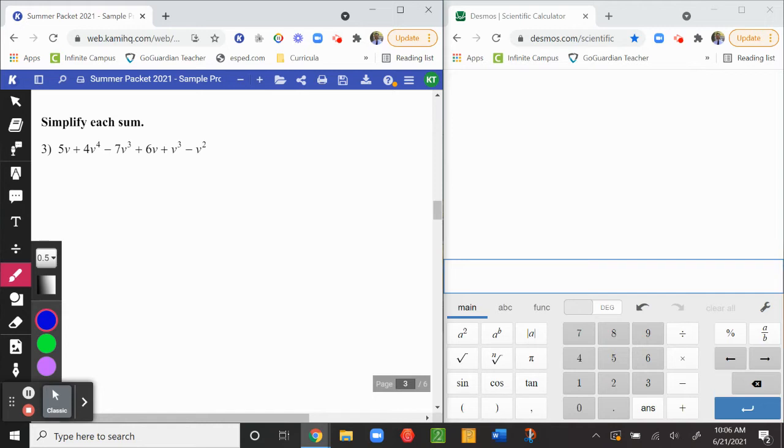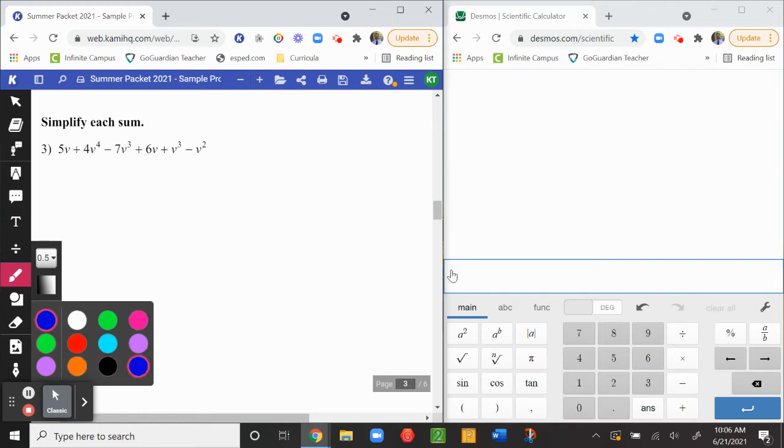In the third type of problem, you are combining polynomials. In other words, you're combining like terms. The instructions say simplify each sum. We've got this polynomial expression. It's not in simplest terms, and it's not in standard form, so we need to get it there. Our goal is to arrange this polynomial from highest degree to lowest with no like terms.